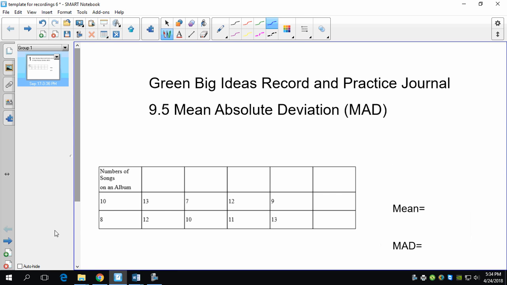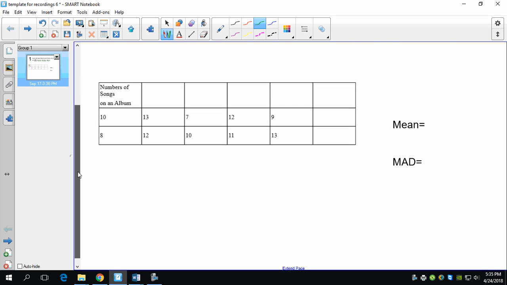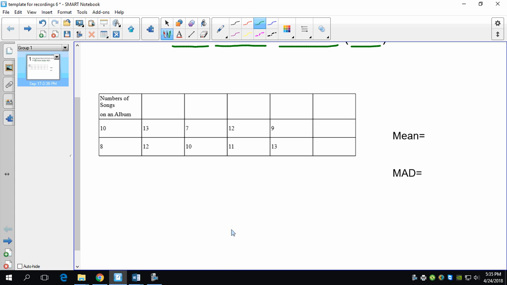We are working on 9.5, and we are doing the mean absolute deviation, otherwise known as the MAD. First thing we have to do is find the mean of the data. Actually, we're going to want to put these numbers in the correct order, because then we have to do some subtracting. So we've got 10 numbers, and we're just going to put them in the right order.